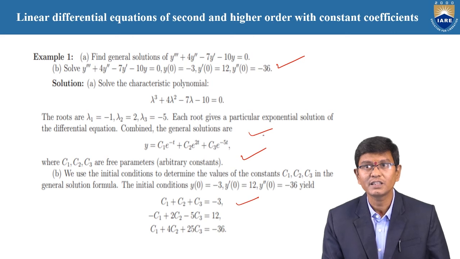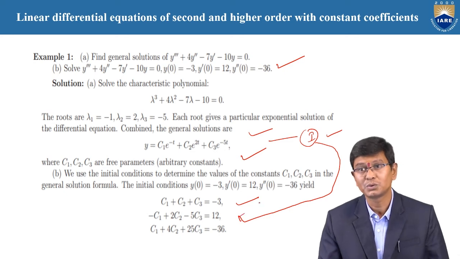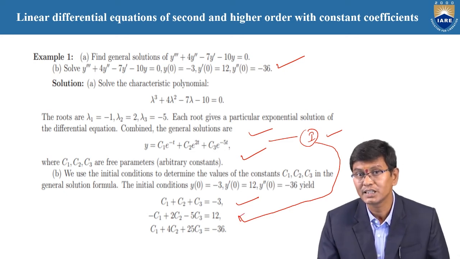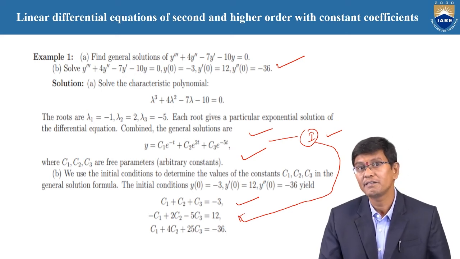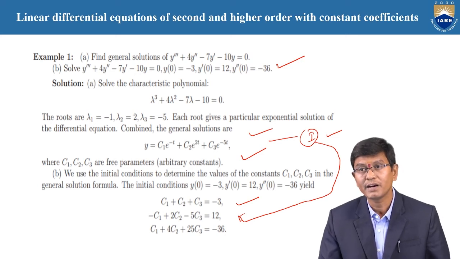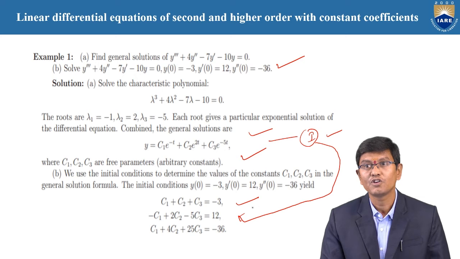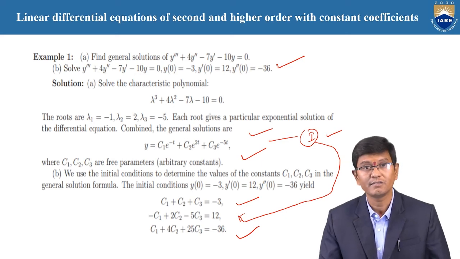And using equation 1, taking the derivative, and after that replacing with y dash of 0 is equal to 12, we obtain minus c1 plus 2c2 minus 5c3 is equal to 12. Once again, taking one more derivative and replacing t is equal to 0 and y double dash is equal to minus 36, we obtain c1 plus 4c2 plus 25c3 is equal to minus 36.